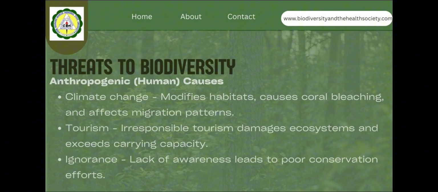In addition, climate change also affects biodiversity. It modifies natural habitats, causes coral bleaching, and affects the migration patterns of animals. Next is tourism. Irresponsible tourism can damage ecosystems and exceed the carrying capacity of the environment, leading to environmental degradation. Lastly, ignorance or lack of awareness about environmental conservation leads to poor conservation efforts, which further threatens biodiversity.